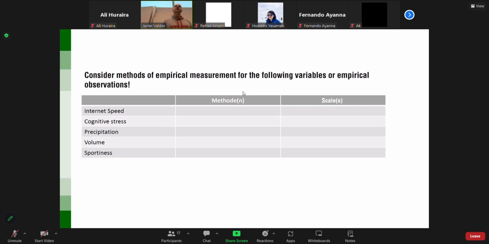Okay, in a specific moment in the day or a specific time per minute. Is that a ratio? Is that an interval? Is that a ratio? Okay, perfect. Yeah. One last one.